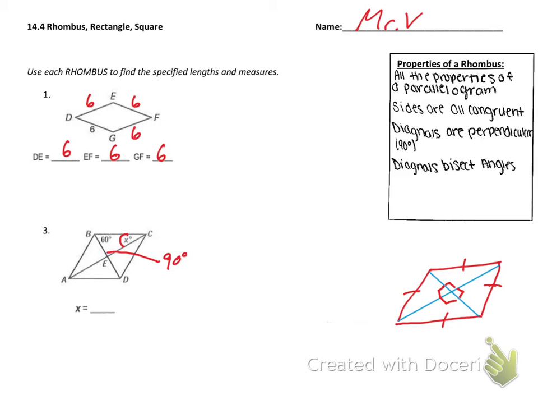So I could split that up into a triangle, right? Where if this was B, C, and E, and if this is 60, and this is 90, and this is X, I need to find X. So knowing that the three angles of the triangle have to be 180, I could do 60 plus 90 plus X is equal to 180 degrees.